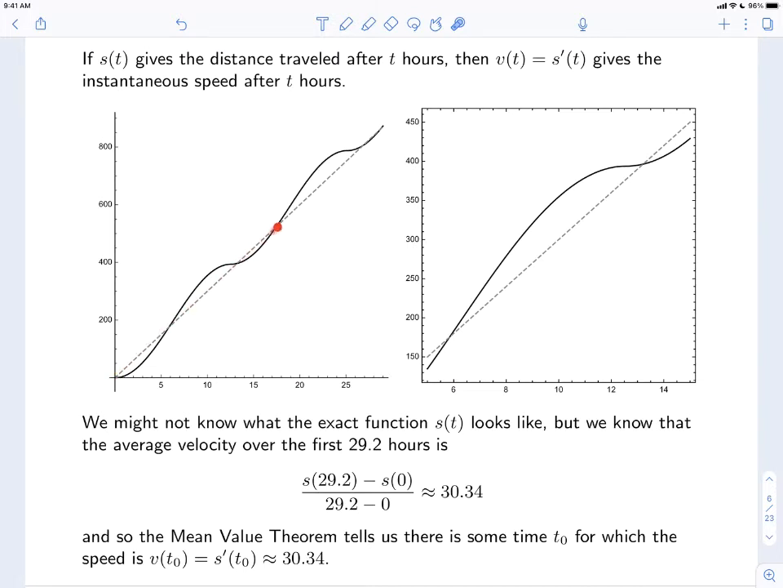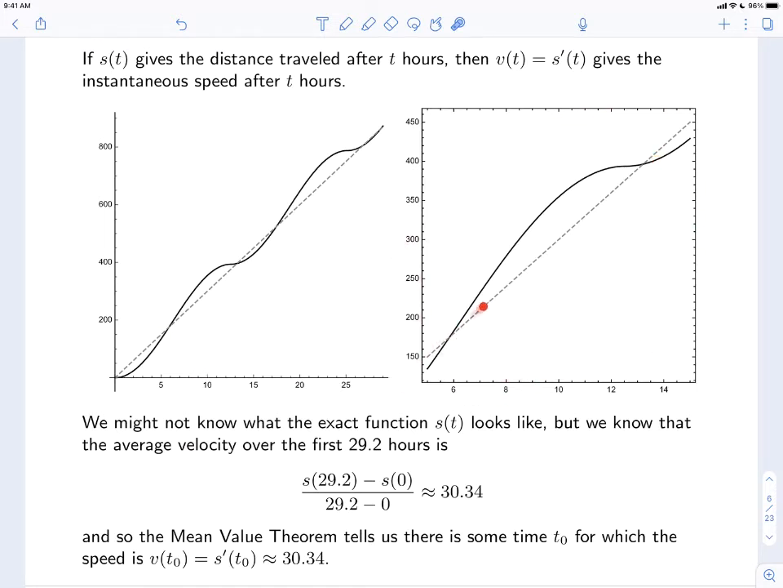That's the slope of the secant line connecting the two endpoints of this curve. And we know what the slope of this secant line is. It's at least approximately 30.34. And we can see that there are actually several different places along this curve where the slope of the tangent line is the same as the slope of the secant line. That is, where the tangent line is parallel to the secant line. If we were to zoom in right about here, we'd get this picture.